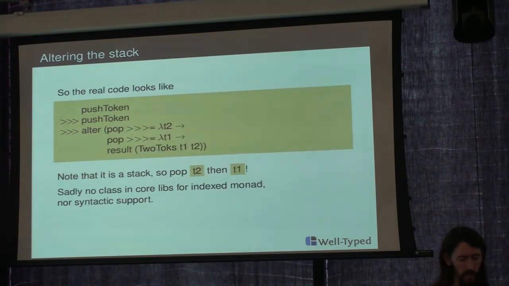So the final code then looks like this: push, push, and then alter. Now, the body of the alter here is this type indexed monad, which is just the limited operations of popping things off the stack and returning some kind of result. And note that it is actually a stack. I got this wrong several times. You have to pop them off in reverse order. I got that wrong so many times.